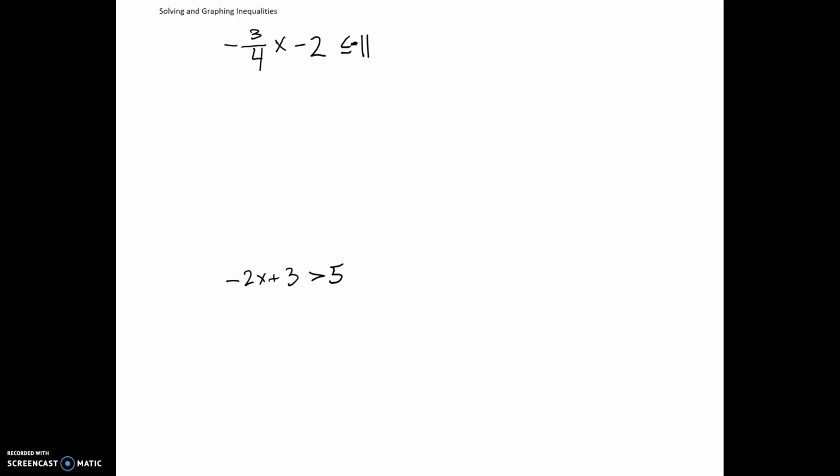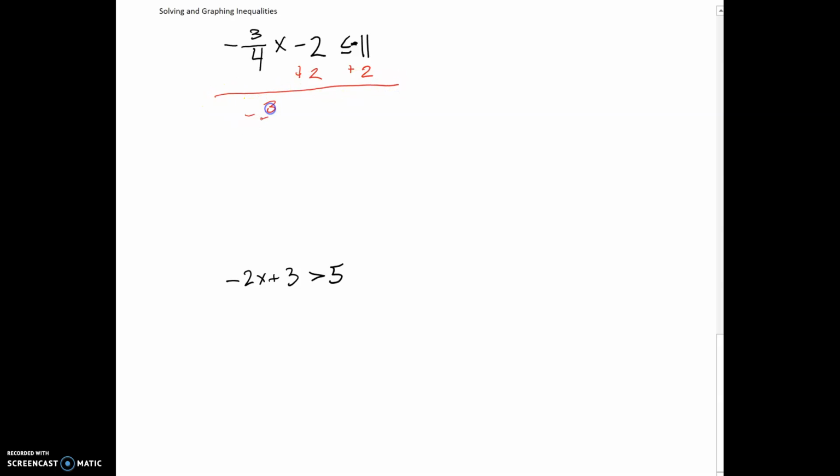Number 3 deals with solving and graphing inequalities. We have to solve this inequality, and then we have to match our answer to its graph. So let's go through that. Solving inequalities should feel very familiar to solving equations. So looking at this first one, my hope is your first thought is we add 2 to both sides.